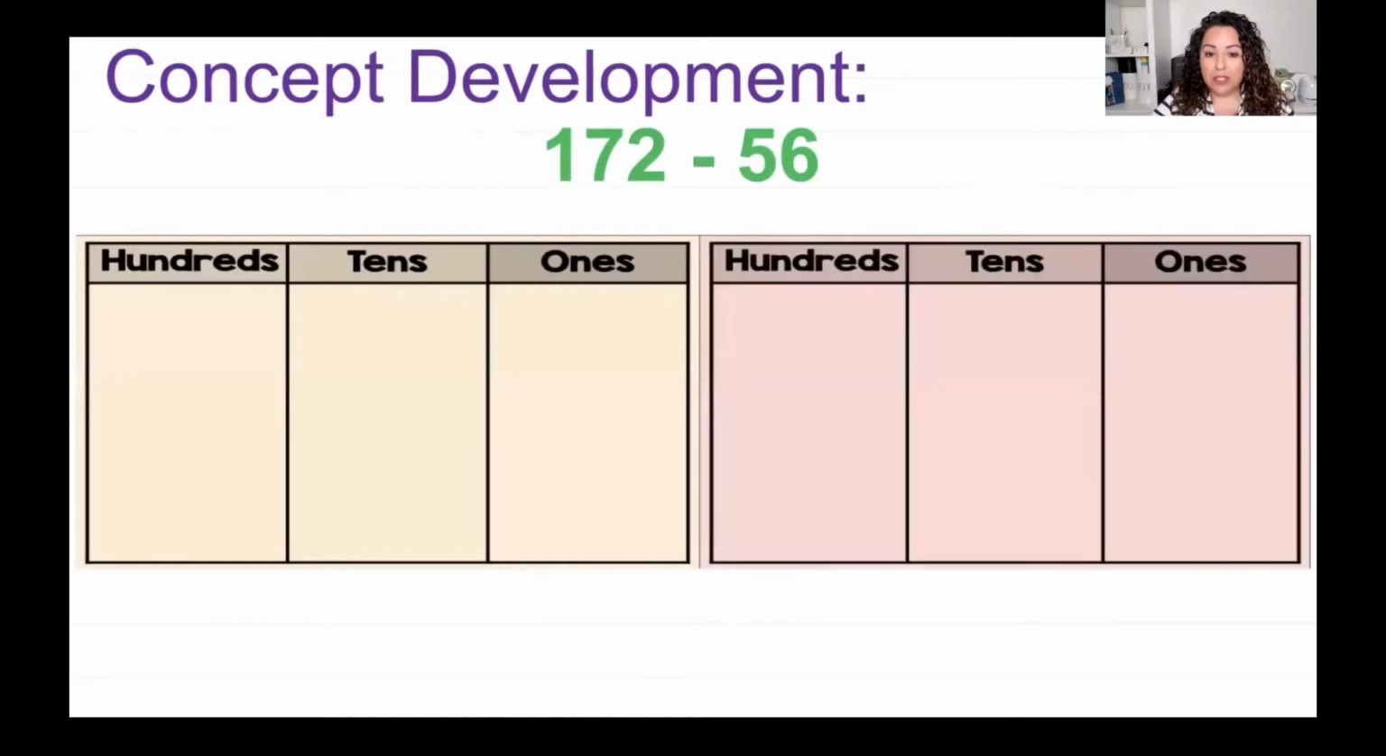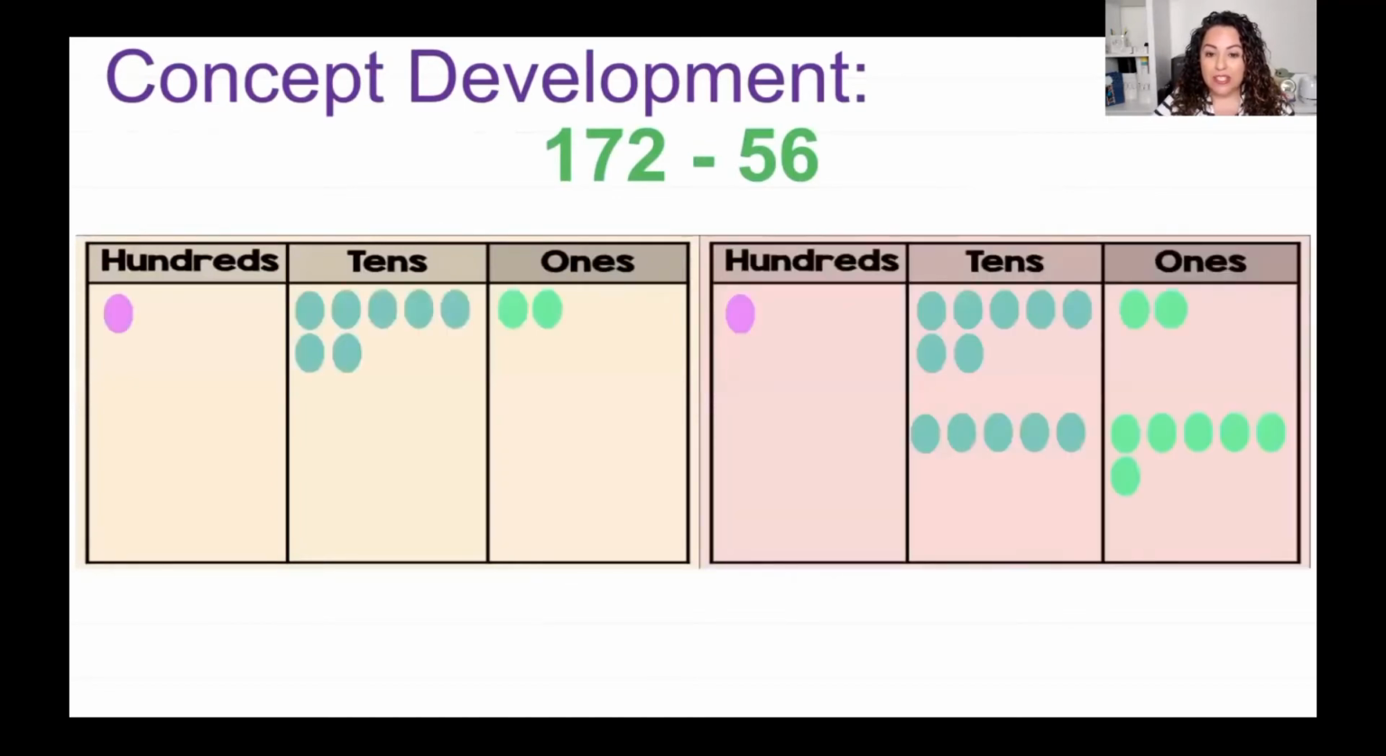Now, I have 2 charts here for us, and I want us to look at these charts. Both of them are similar, but I want you to tell me which chart we are going to use to solve this problem. My blue chart has 100, 7 tens, and 2 ones. My pink chart has 100, 7 tens, and 2 ones, and then down here we have 5 tens and 6 ones. So we have 172, and then on this side we have 172 and 56. So which one are we going to use for this problem?